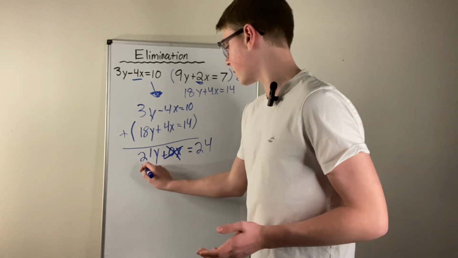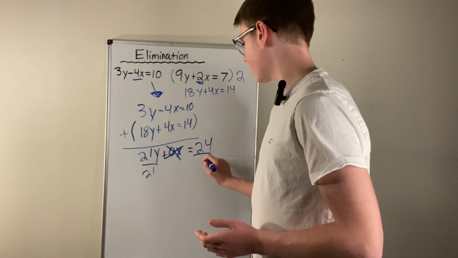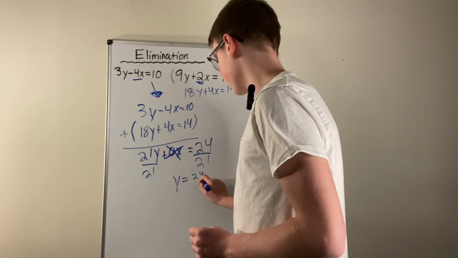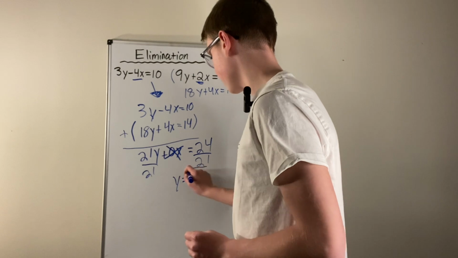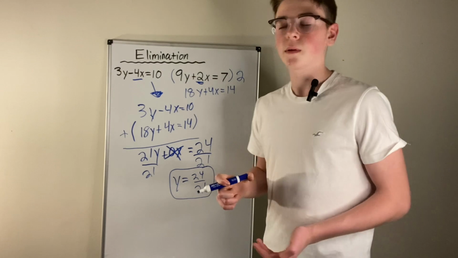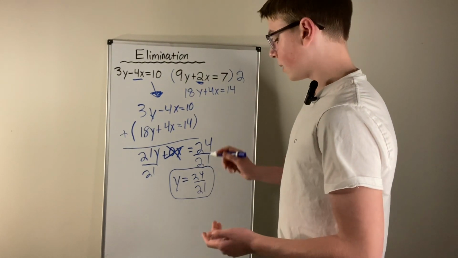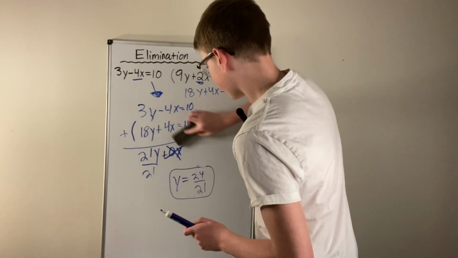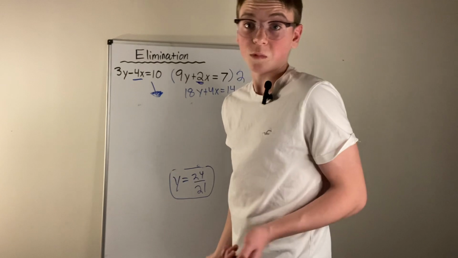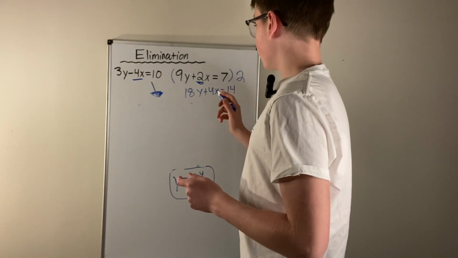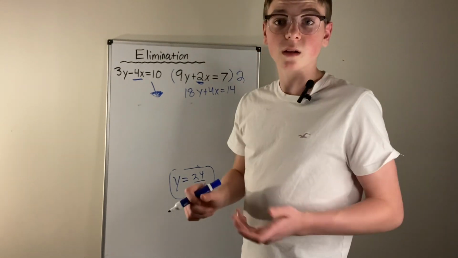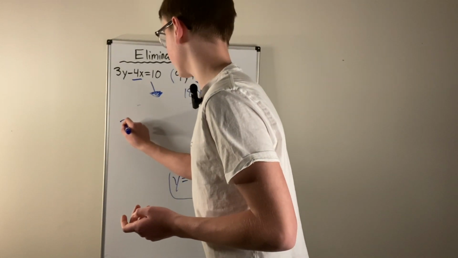Then what am I going to do? Well, I'm going to divide both sides by 21 to get the y variable isolated. It'll be y equals 24 over 21. You see, that's not really a good answer. I guess this is what happens when I make up the question. But then what do we do? Well, we just plug it back into the other equation. And we'll get an answer. Don't know what it's going to be. So let's plug it into 3y minus 4x equals 10, just because it looks a little nicer. Well, it's a little more simplified.